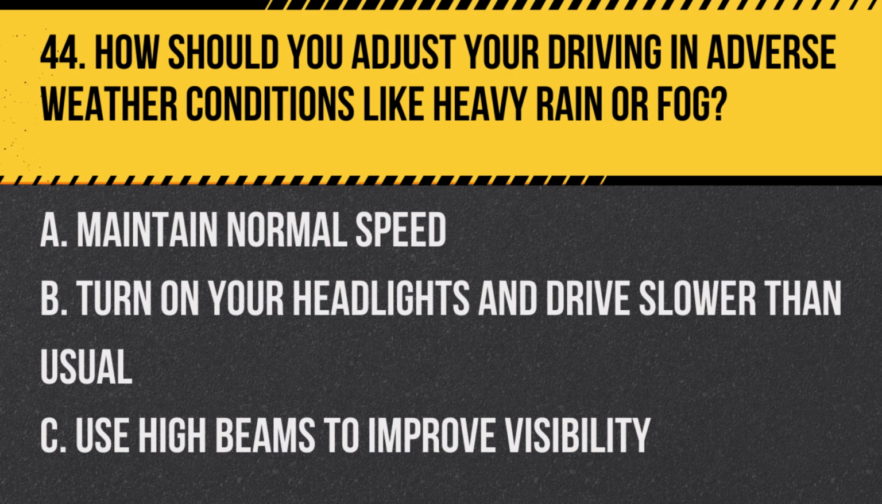Question 44. How should you adjust your driving in adverse weather conditions like heavy rain or fog? A. Maintain normal speed. B. Turn on your headlights and drive slower than usual. C. Use high beams to improve visibility. Answer: B. Turn on your headlights and drive slower than usual. In adverse weather conditions like heavy rain or fog, it's important to turn on headlights and reduce speed for safety.